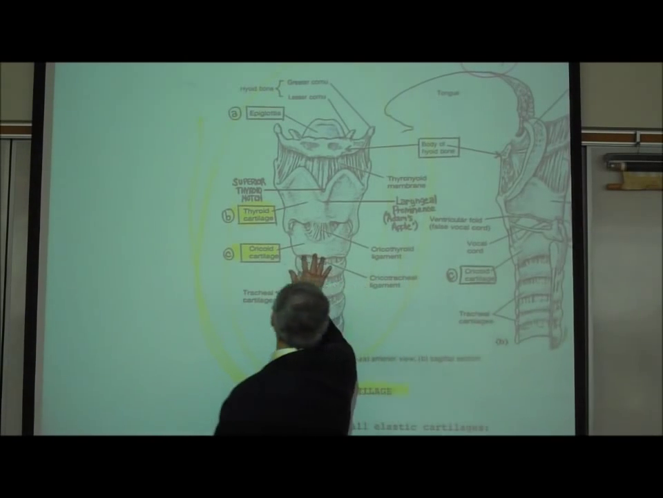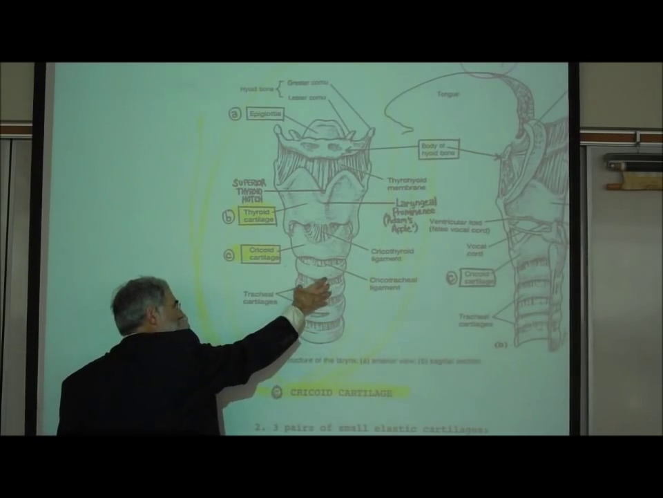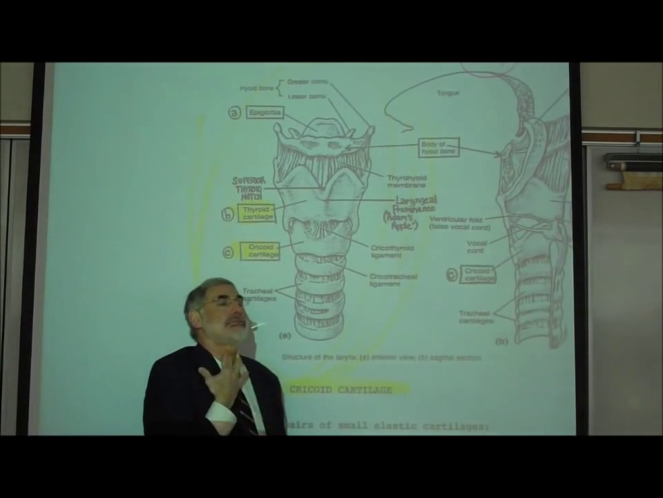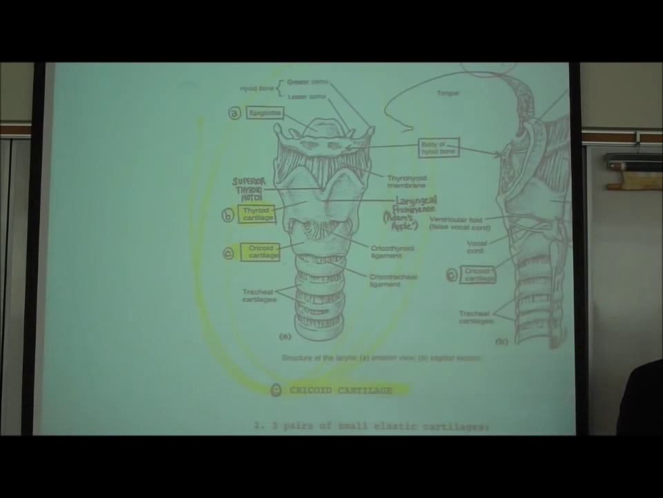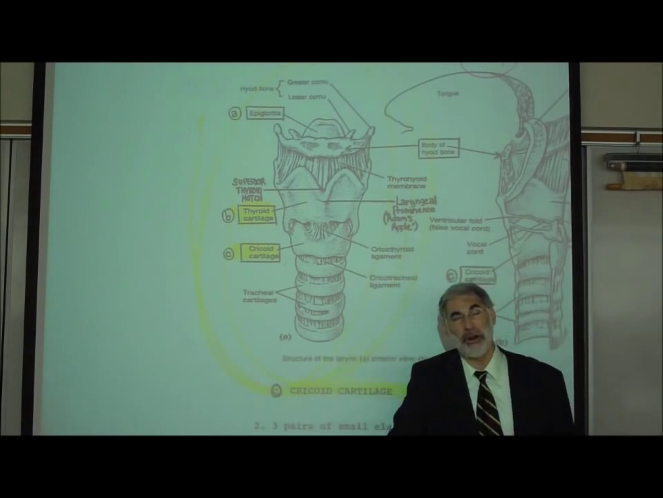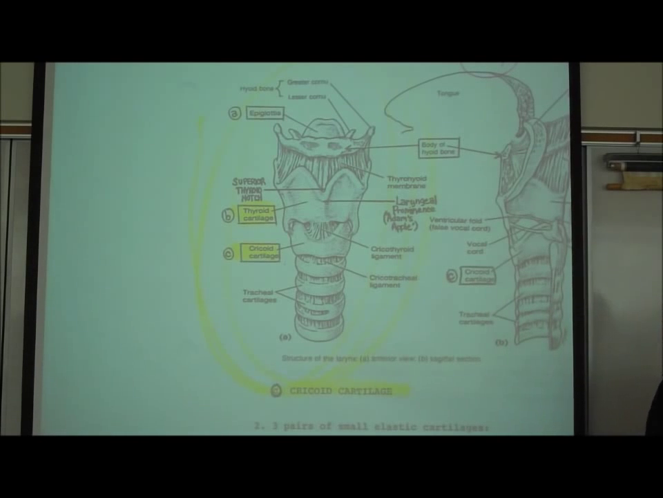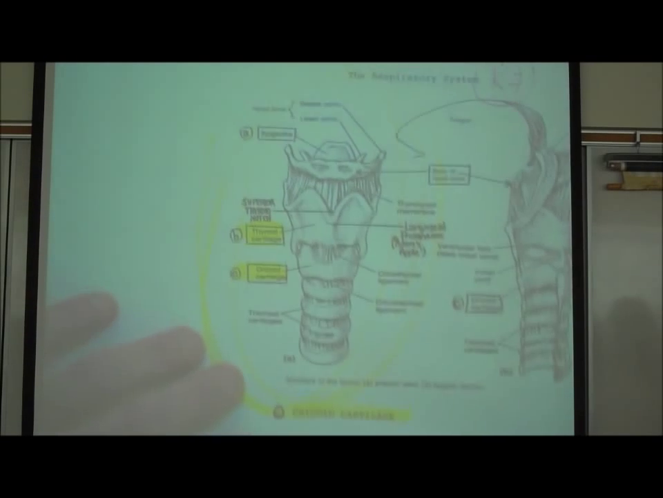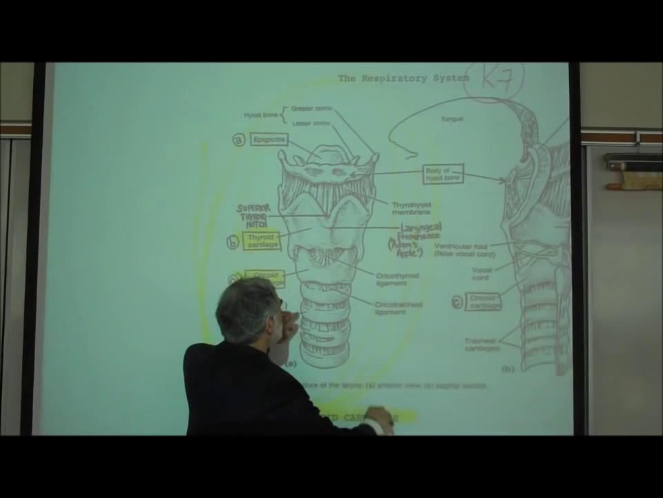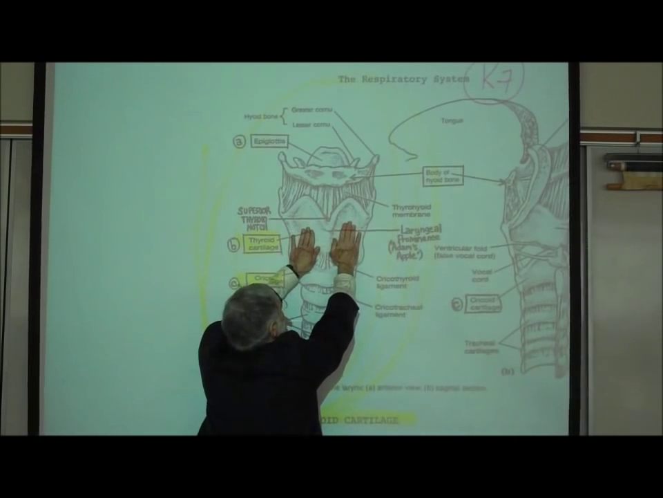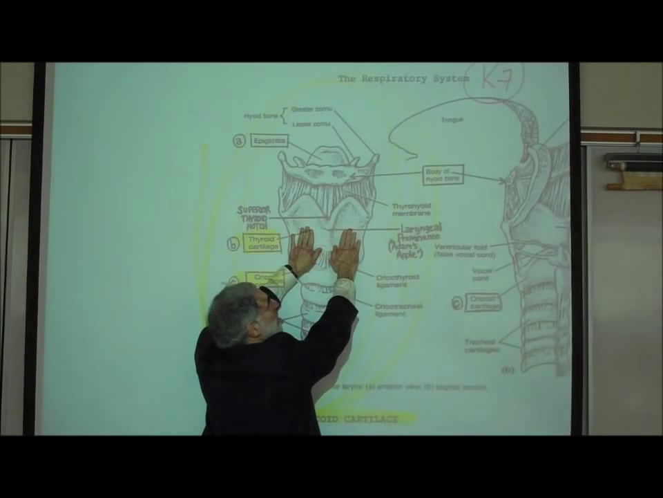Now, right below the cricoid cartilage is the trachea. And the trachea, of course, if you feel your trachea or windpipe, it also has rings of cartilage. And the purpose of all this cartilage is to prevent the airways from collapsing. Now, as far as the thyroid cartilage, why it's called the thyroid cartilage is because your thyroid glands are located right here on the sides of the thyroid cartilage.